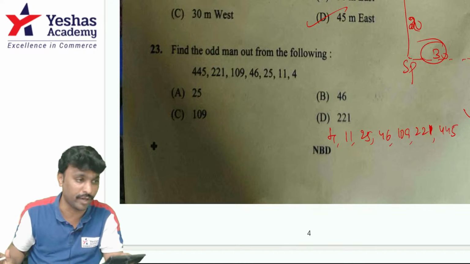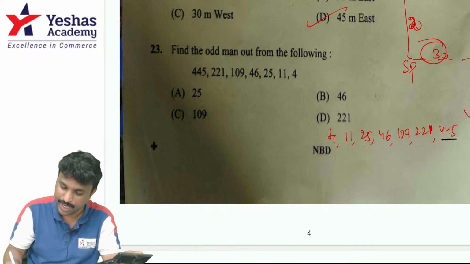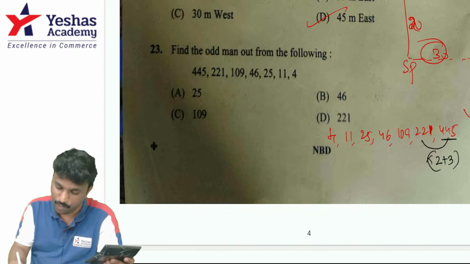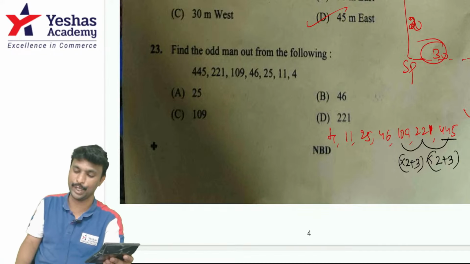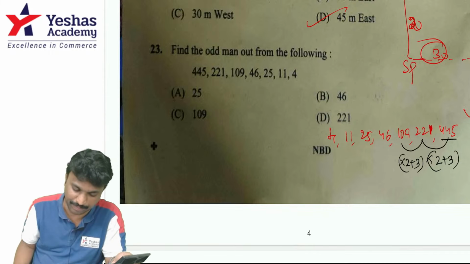So what is it? 442. It is less than the last number. Definitely it's a multiplication pattern. Now tell me, 221 into 2 is 442, plus 3 I should do. Yes or no? Into 2 plus 3. 109 into 2 is 218 plus 3. So we got the pattern. It is into 2 plus 3. Yes or no? It is into 2 plus 3.